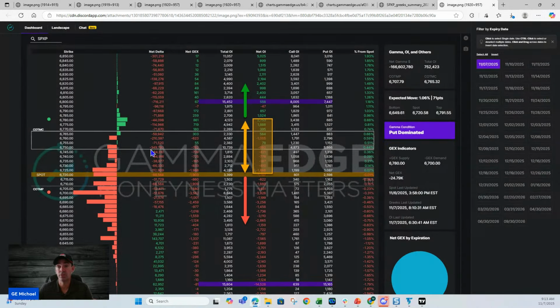So again, well below transition, bearish to start the day, below DS, that's also bearish, and put dominated structure. So we would be looking to short any bounces as of now via the market trend model, as well as the sentiment and structure for today.